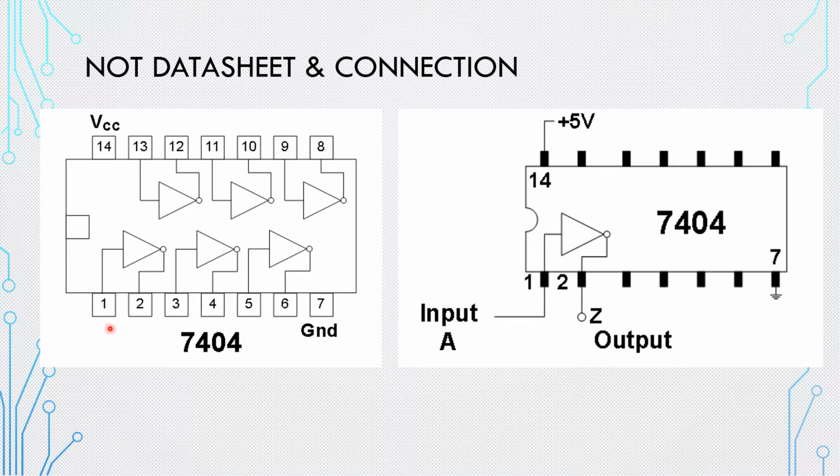Okay, where is the input, where is the output? The input for the NOT gate is 1 and its output is 2. This is one NOT gate. The other one, the input for it is 3, the output is 4, and the third one has input 5 and output 6, and so on for the others. So whenever you use an input, you need to use the corresponding output.